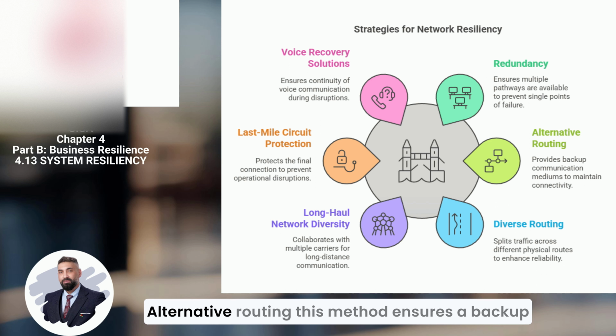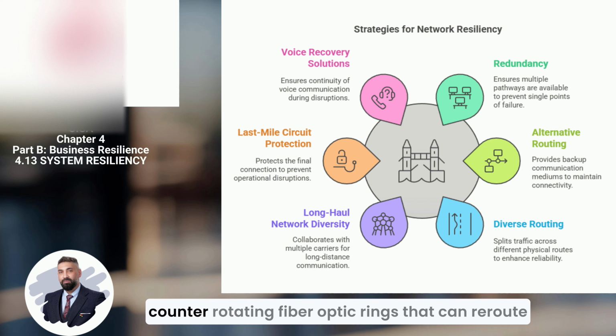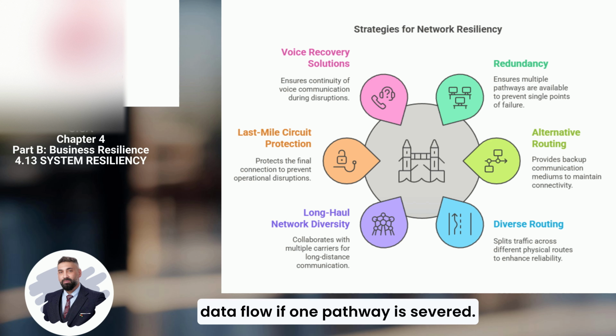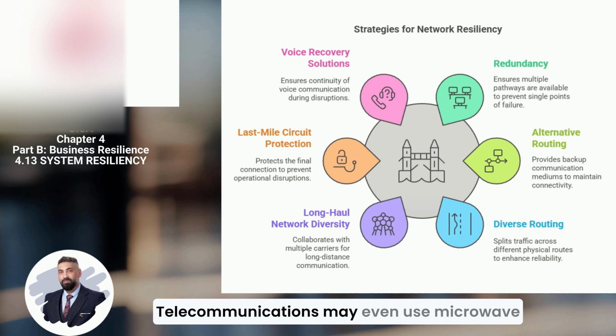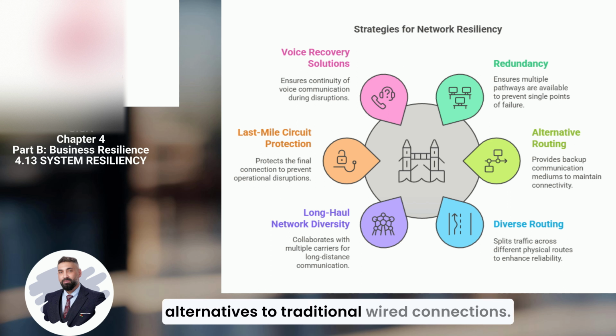occurs. 2. Alternative routing. This method ensures a backup communication medium, like an alternate fiber optic circuit, copper cable, or even dial-up. For example, most local carriers now rely on counter-rotating fiber optic rings that can reroute data flow if one pathway is severed. Telecommunications may even use microwave signals or cellular networks as alternatives to traditional wired connections. Each method provides an extra layer of resiliency.